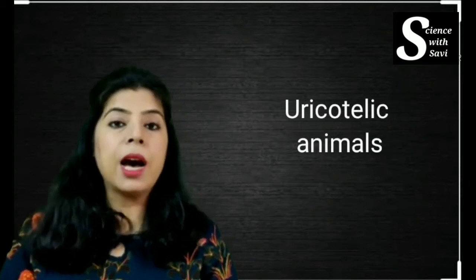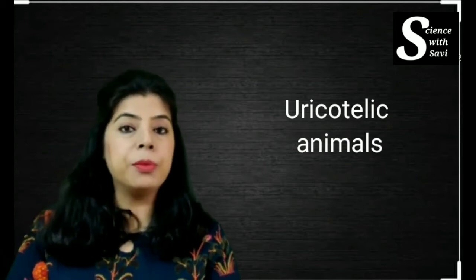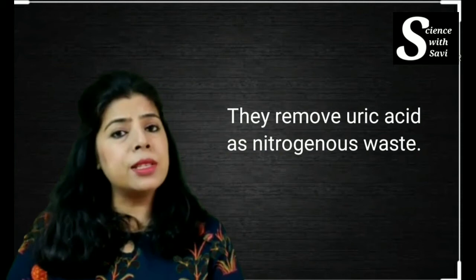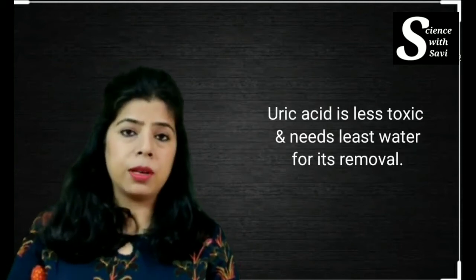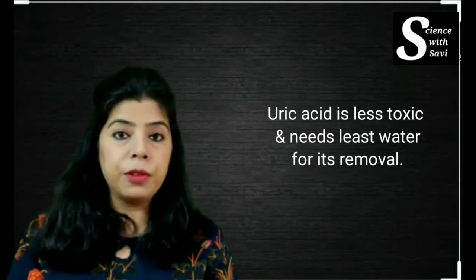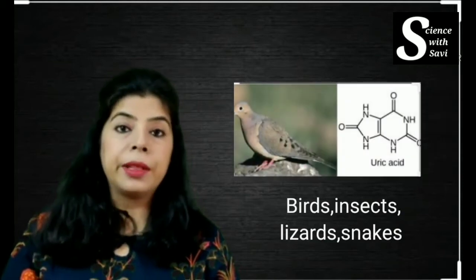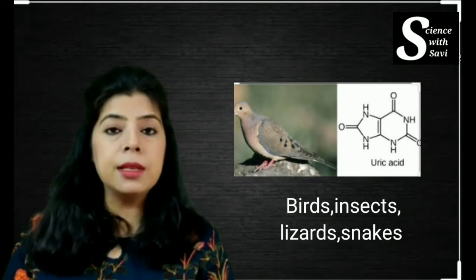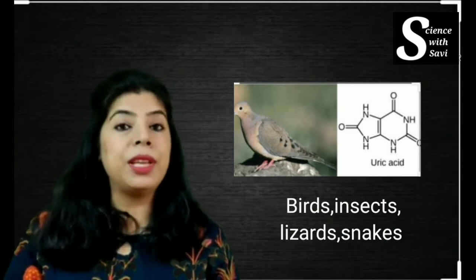Uricotelic means they are releasing uric acid. They are removing the waste in the form of uric acid. This uric acid is very, very less toxic and it requires the least amount of water. Very little water is needed for the removal of uric acid. So uricotelic organisms are those like birds, terrestrial arthropods like all the insects, the snakes, the lizards. They release the nitrogen in the form of uric acid.